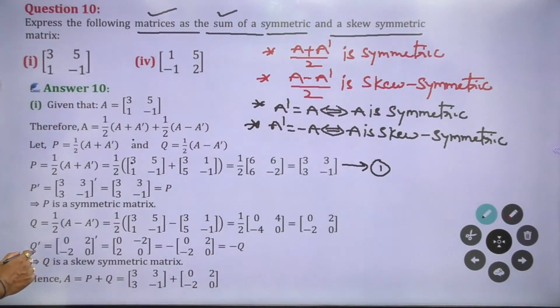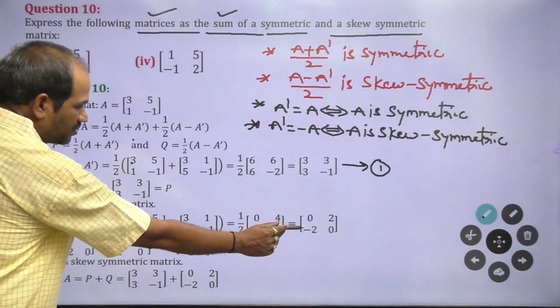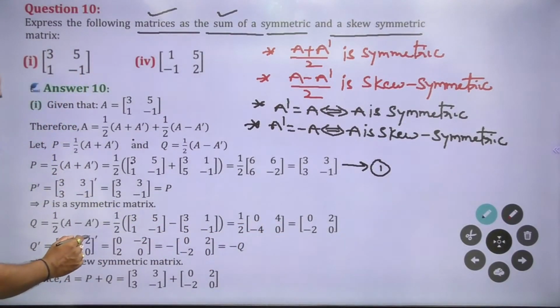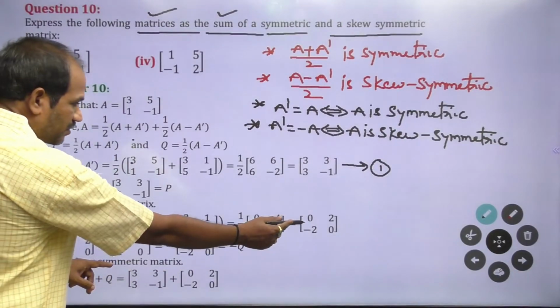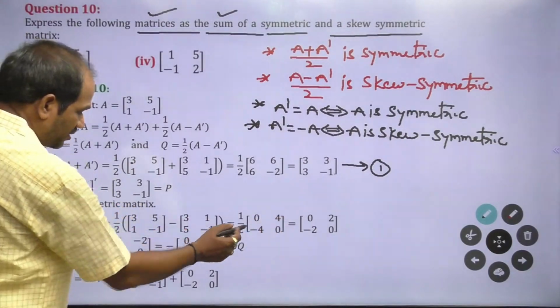Next we calculate Q dash. Q dash means the transpose of this matrix, interchanging the first row with the first column and the second row with the second column. This matrix is coming. The Q matrix is this one, not the same.